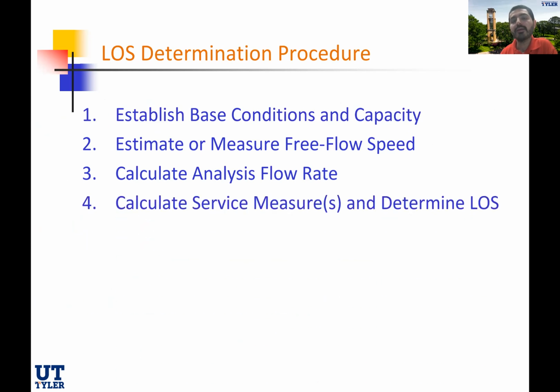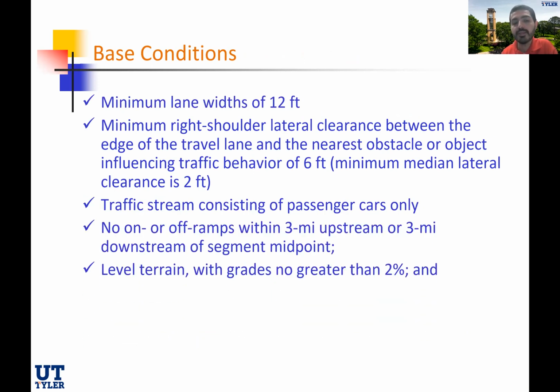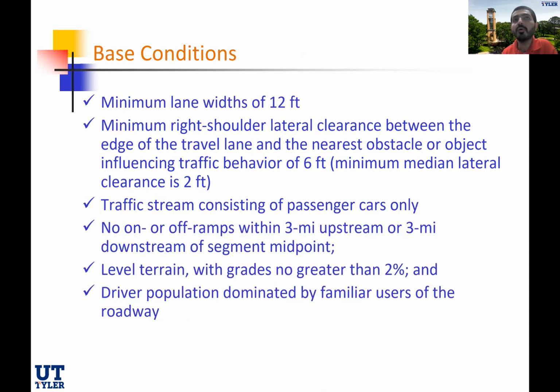I can ask you, maybe I'm not going to ask you for calculation, although I will, but also what are the procedures to get the level of service? You need first to establish the base conditions. You need to estimate, calculate or measure the free flow speed to get the analysis flow rate, and then calculate the service measures to determine the level of service. I also can ask you simply to give me two or three or four ideal or base conditions for freeways. You should be able to remember these.